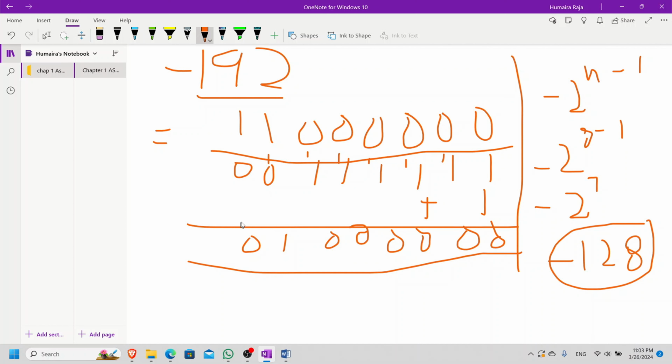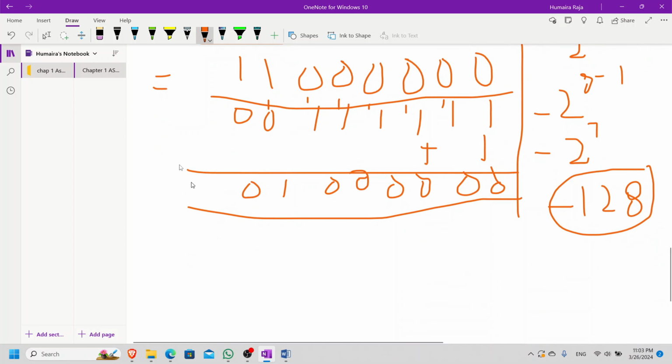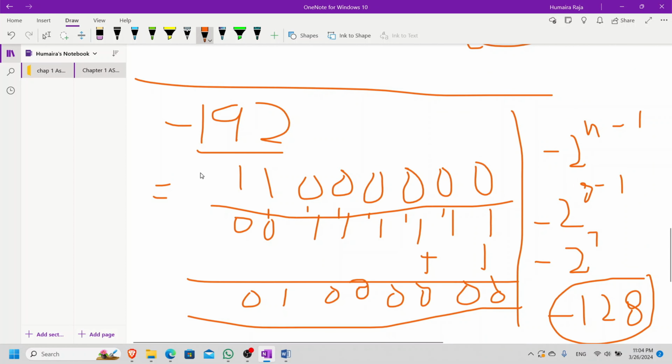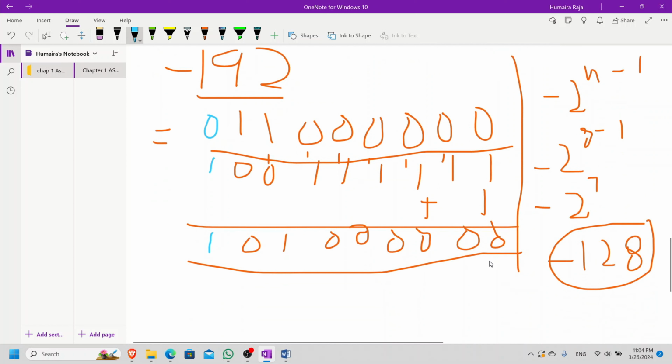So what can I do? I can increase this by adding another bit on my left side. This was 8 bits, so now I will make it a 9th bit. I will add a 0 over here in the original binary. This will become the 9th bit. Now, when I convert this to 1's complement, it will become 1. And in 2's complement, this 1 will come over here.